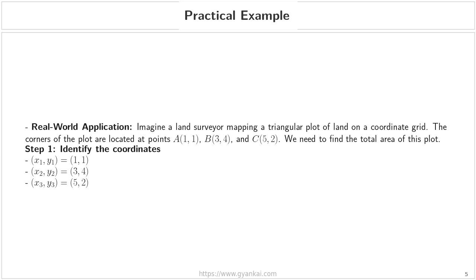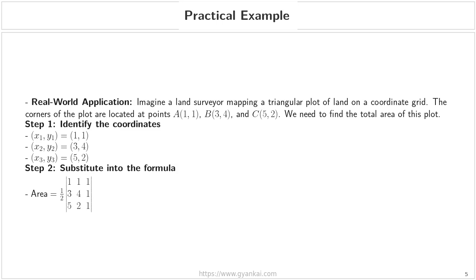First, in step 1, we need to identify our coordinates clearly. We'll assign our first vertex x1, y1 as 1, 1, our second vertex x2, y2 as 3, 4, and our third vertex x3, y3 as 5, 2. In step 2, we substitute these values into our determinant formula. We start with 1/2, and then we set up our 3x3 determinant. In the first row, we place 1, 1, and 1. In the second row, we place 3, 4, and 1. And in the third row, we place 5, 2, and 1.